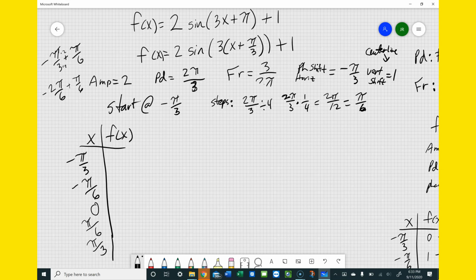And the y coordinates, what I would recommend is write down what they normally are, right? Normally it would be 0, 1, 0, negative 1, 0 for the sine function. For the cosine function, it would be 1, 0, negative 1, 0, 1. All right, and then transform these by multiplying by the amplitude and then adding the vertical shift.